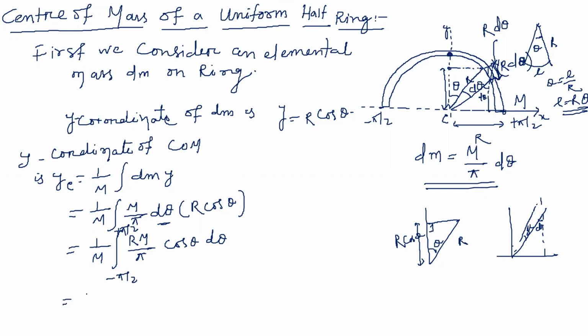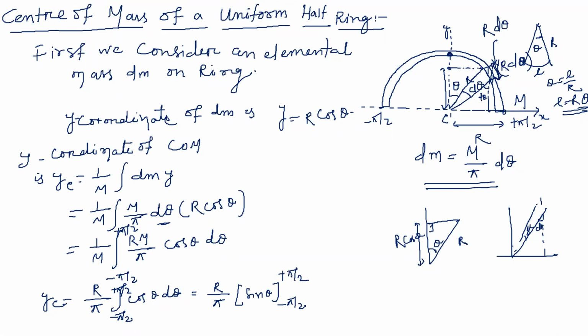Cancel. So we can write yc is equal to r by pi. Came out, and now it will be integration of cos theta d theta, students. Limit is minus pi by 2 to plus pi by 2. So that is equal to r by pi taking common. Integration of cos theta is, we know, sin theta. So we write here sin theta, and this is minus pi by 2 to plus pi by 2.